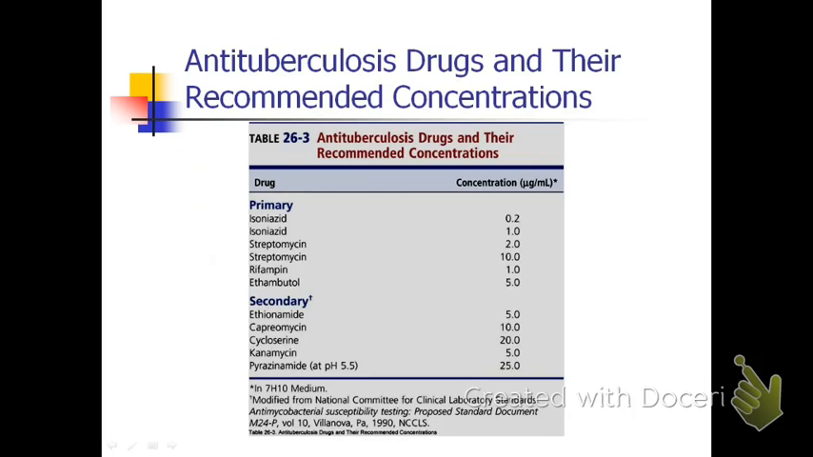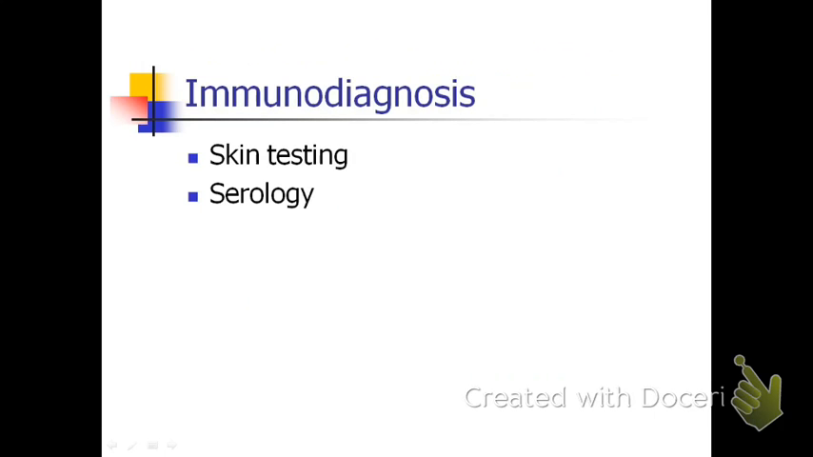These are some of the drugs that we are using for susceptibility testing and the corresponding concentration. For more information, visit table 26-3 of your Mahon book. Then immunodiagnosis could be done by means of skin testing, which I've already mentioned a while ago, the Mantoux test, etc. And then by means of serological tests wherein we detect antibodies associated with Mycobacterium.